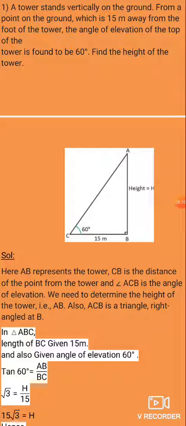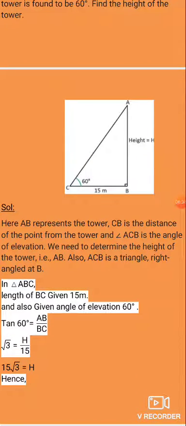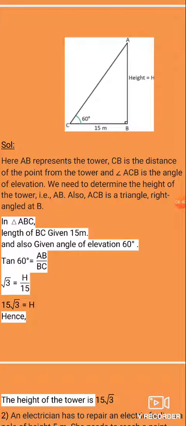So, root 3 is equal to AB, which we consider as what? H. H by BC, which is given as what? 15. Now, what is H? H is equal to, cross multiplying, 15 into root 3, which is 15 root 3. Thus, the last step is also very important. Half mark carries for that. Hence, the height of the tower is equal to what? 15 root 3. Clear, students?